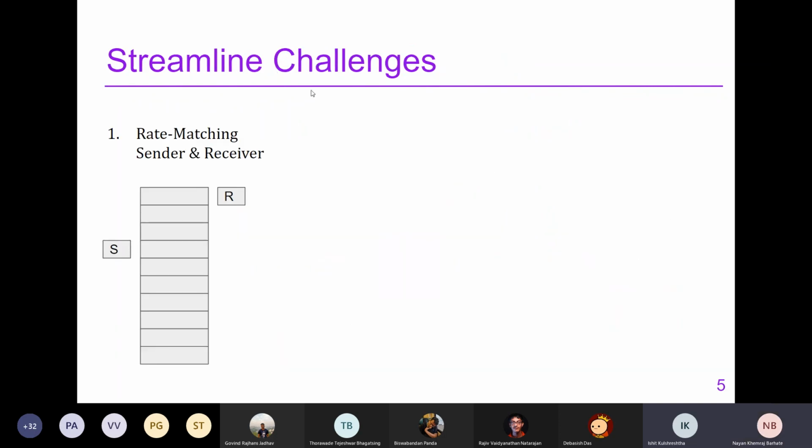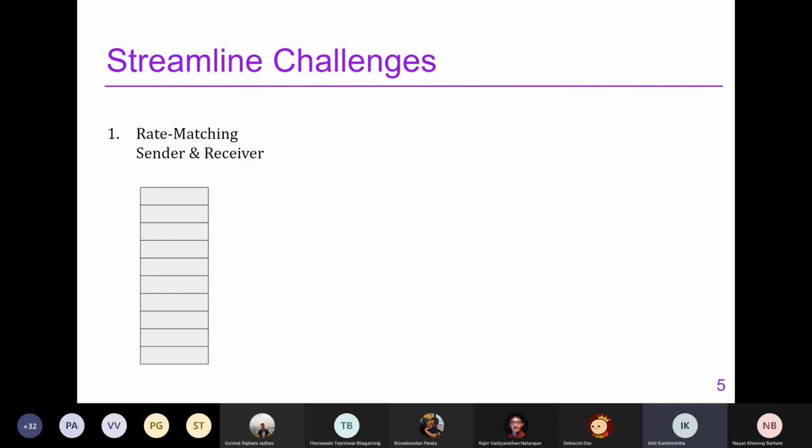So let's see the few challenges that we have in Streamline. First, rate matching between sender and receiver. Since our access pattern is miss and hit, if the sender incurs lots of misses, then the receiver will incur lots of hits. So it could happen that the receiver goes ahead of the sender and decodes everything to be zero. We don't want that. We also want a bounded gap between sender and receiver, and that gap should be less than the cache size.